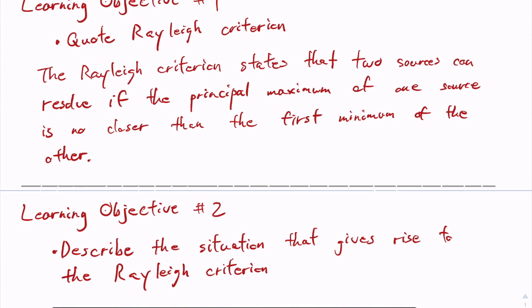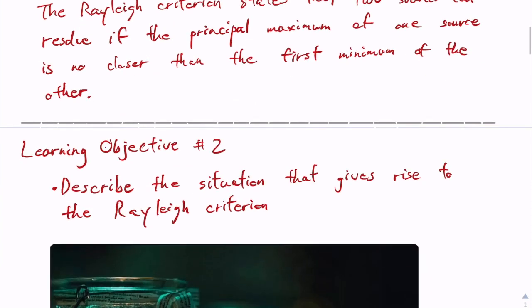Okay, the simplest learning objective is to quote Rayleigh's criterion. Rayleigh's criterion states that two sources can be resolved if the principal maximum of one source is no closer than the first minimum of the other. That sounds like a bunch of words, and right now it probably is. We'll revisit that after we look at some examples.